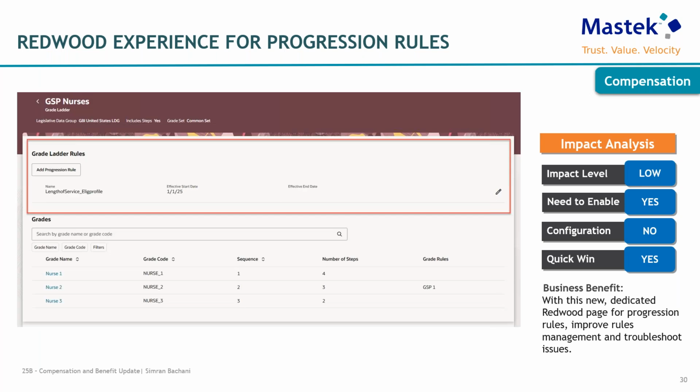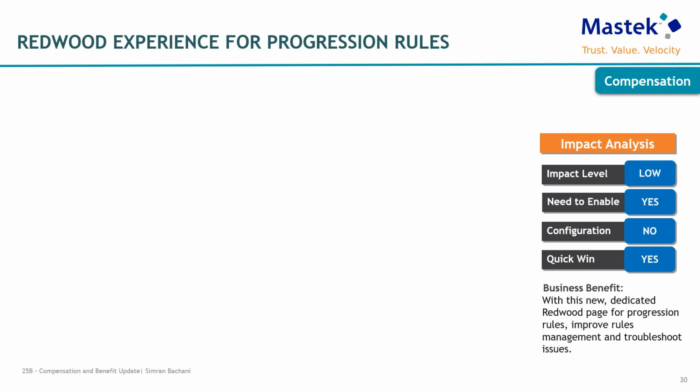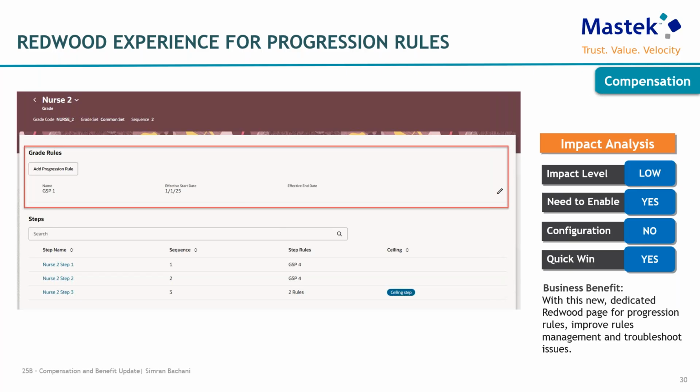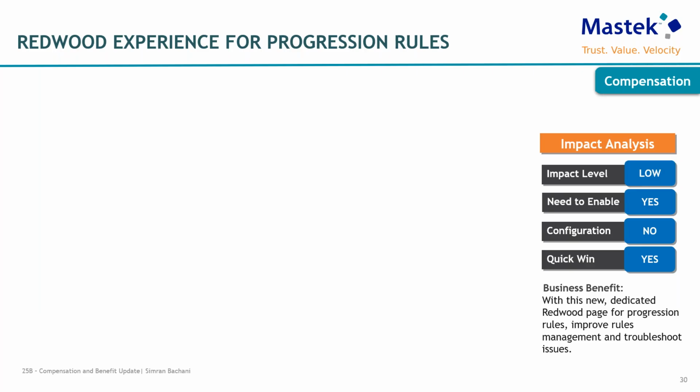The next is grade ladder level management. In this feature, you can add, delete, or edit progression rules for the grade ladder, including adjusting effective dates and the start date and the end date. The next is grade level navigation. After selecting a grade, you can manage progression rules at the grade level within the options to filter through the ladder's grade and view related rules. This feature enhances rule management, simplifies troubleshooting, and provides flexibility in configuring progression rules across multiple levels within the grade ladder.